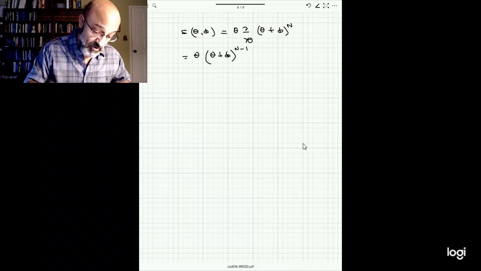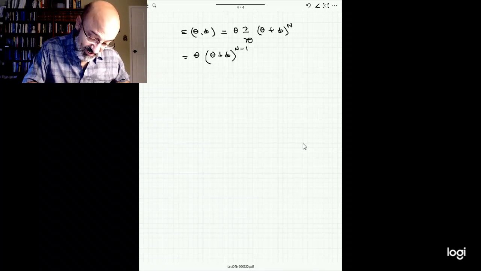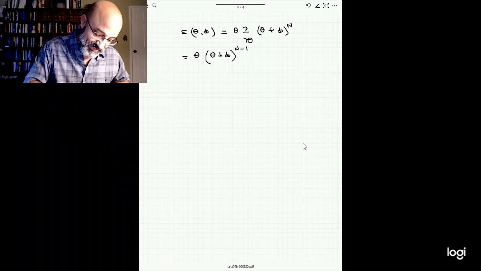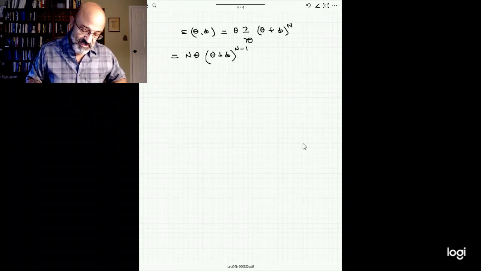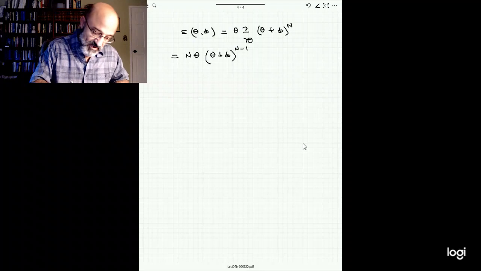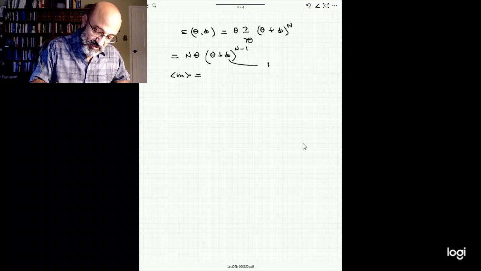Am I doing this right? Oh, yes, and I have theta in front. I forgot the n in front. Take the derivative, you get n in front. And so this is our sum. And so now we're ready to evaluate the expected value when we plug in phi equals 1 minus theta. We're going to get just that.